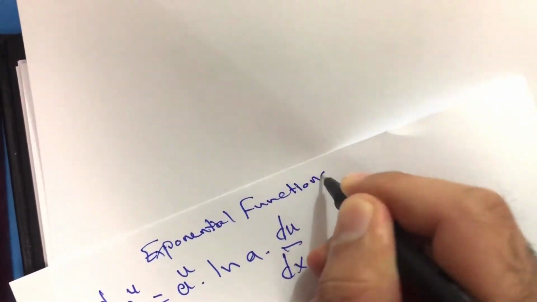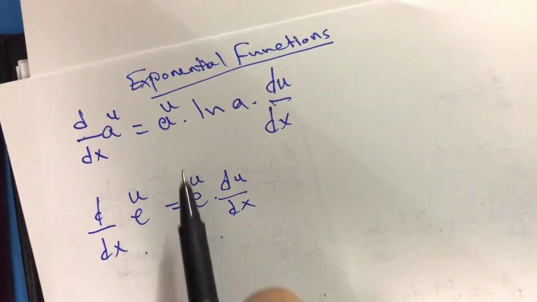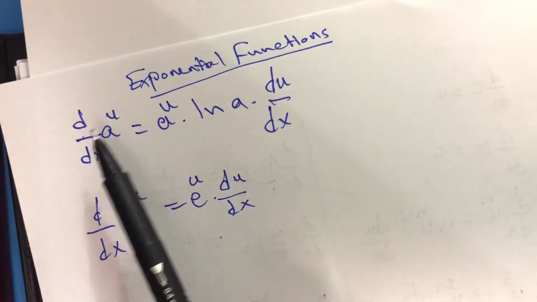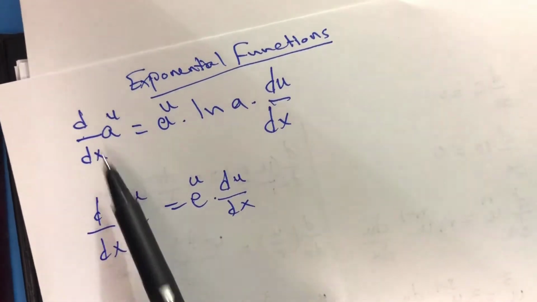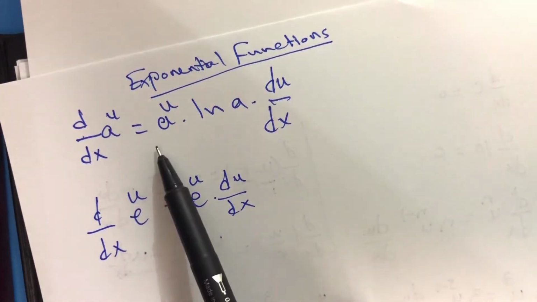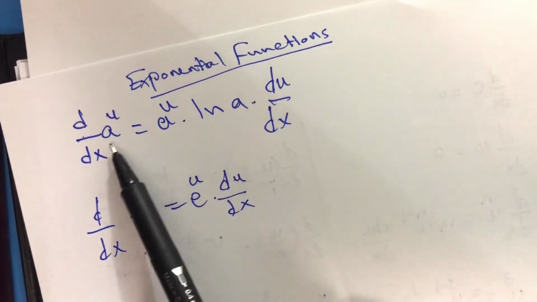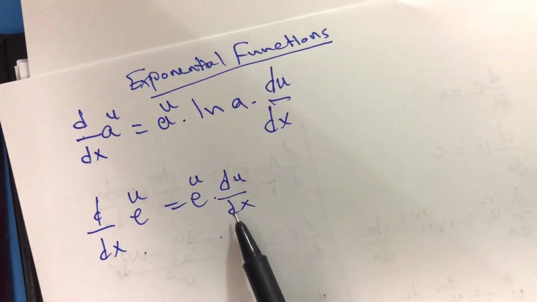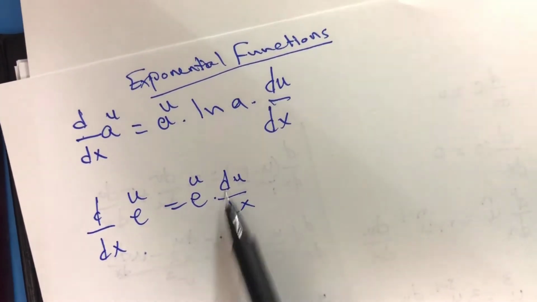And how can we find the derivative? The goal of the present lecture is how to find the derivative of the exponential function. For the exponential function, we have only these two equations: d by dx for a to the power u is a to the power u multiplied by ln a du by dx, and d by dx for e to the power u will be e to the power u du by dx.